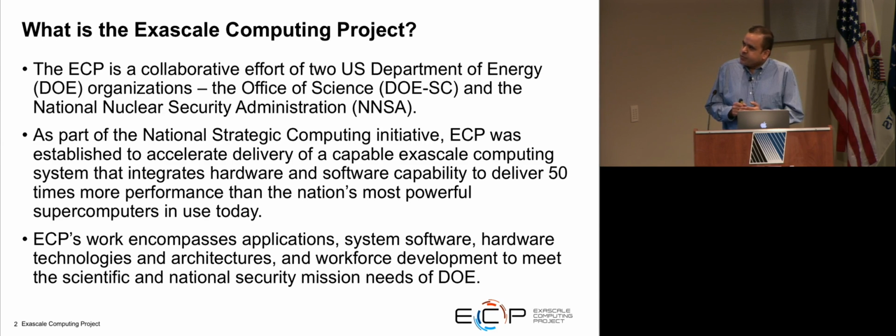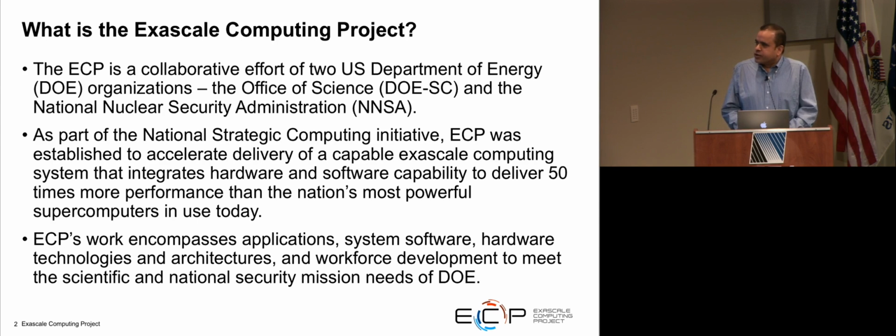And ECP was established to accelerate the delivery of what we call a capable exascale computing platform. And I'll say in a minute what that means. That integrates hardware and software capability to deliver 50 times more performance than the nation's most powerful supercomputers in use today. And today refers to July of 2015, but I don't think things have changed too much in 2 years, at least in the US, in terms of supercomputer deployment.